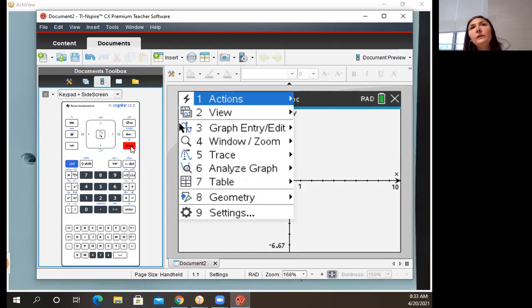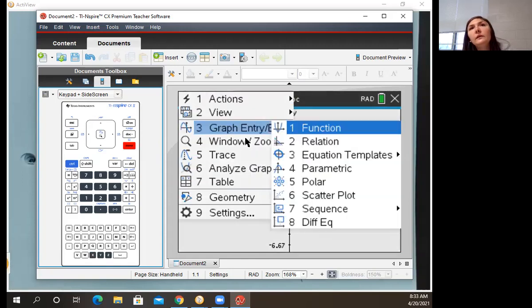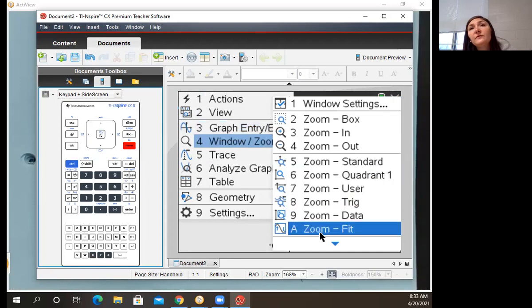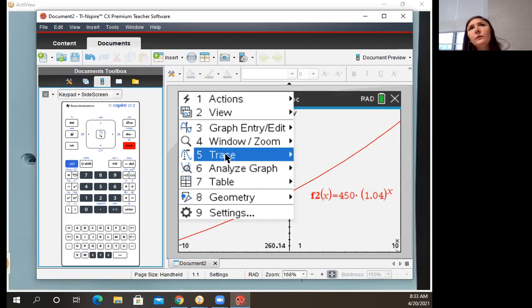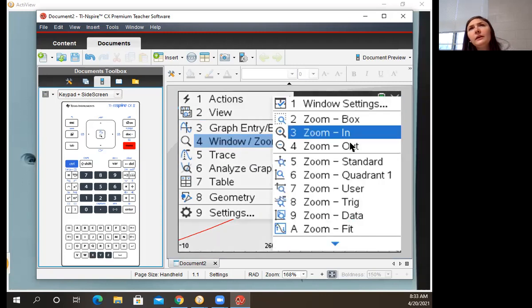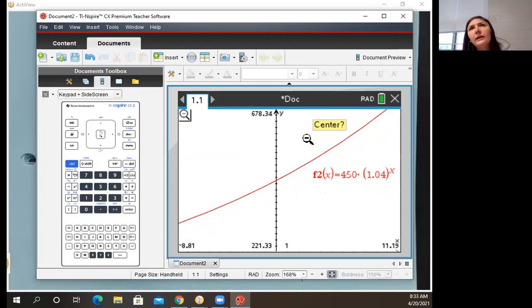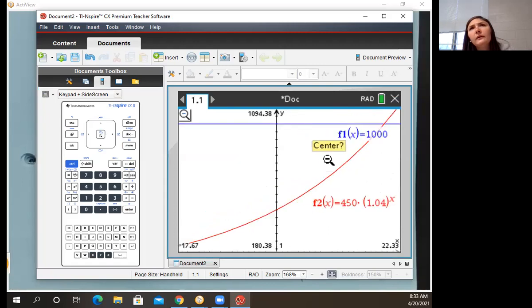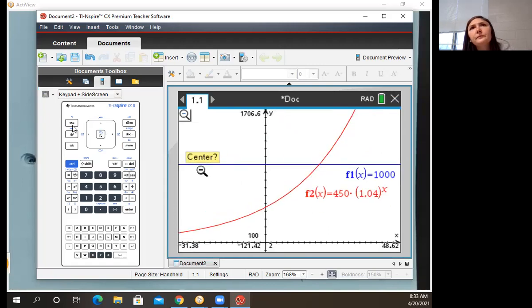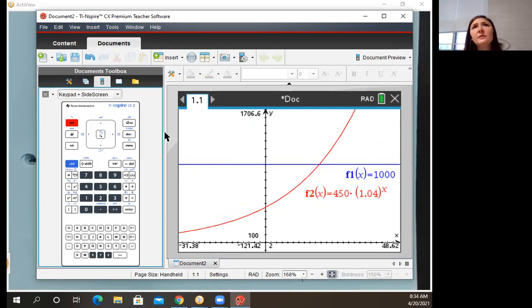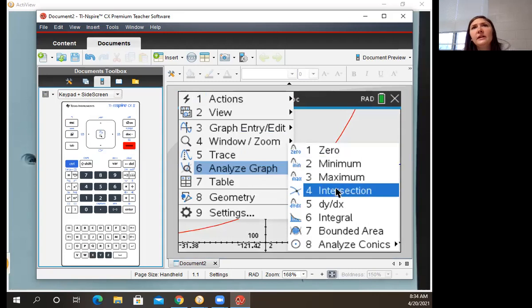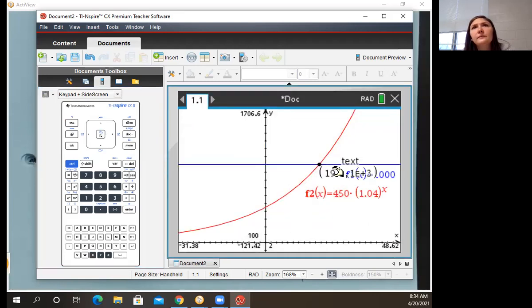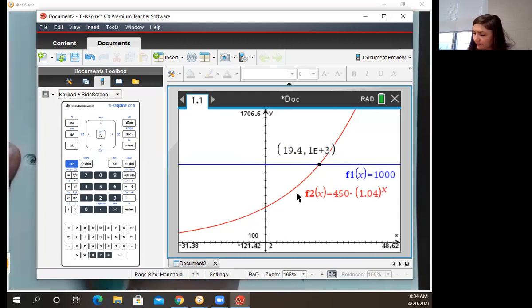And then menu, zoom, let's try zoom fit again. Not the best picture, so menu, zoom. Let's try zooming out here a little bit. There we go. Do one more. So again, what I want is the intersection between these two graphs. So menu, analyze the graph, intersection. And we get 19.4.